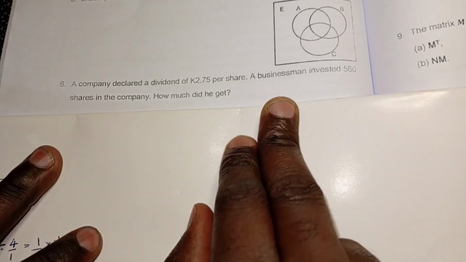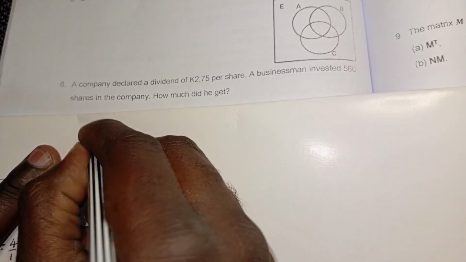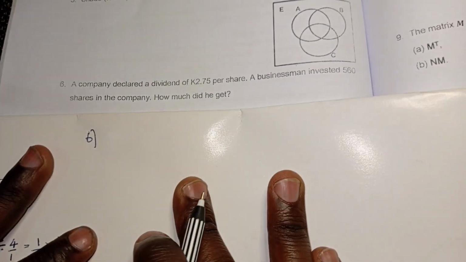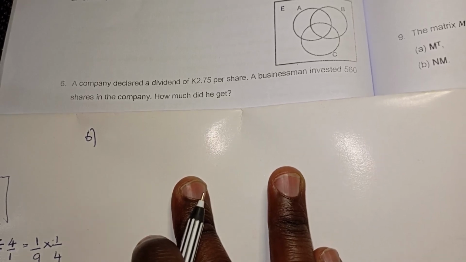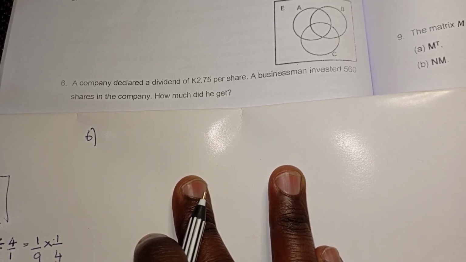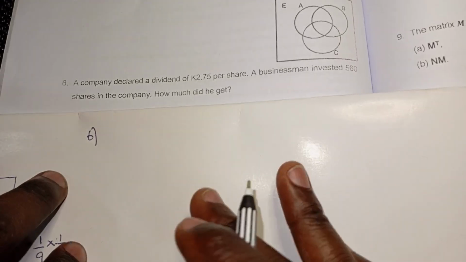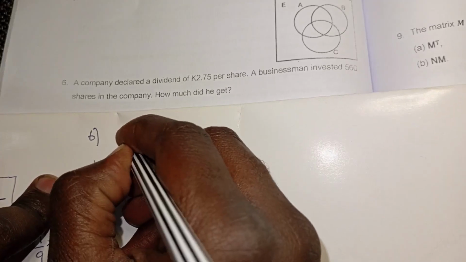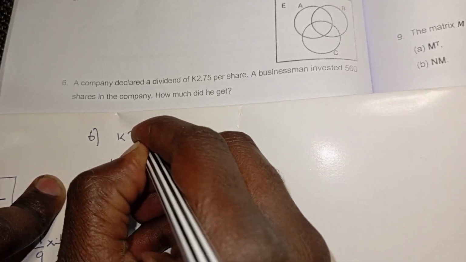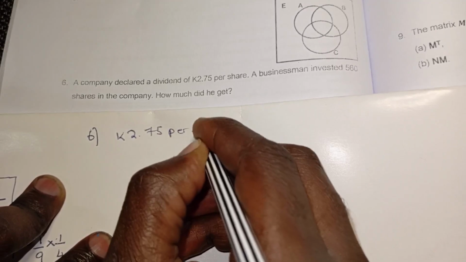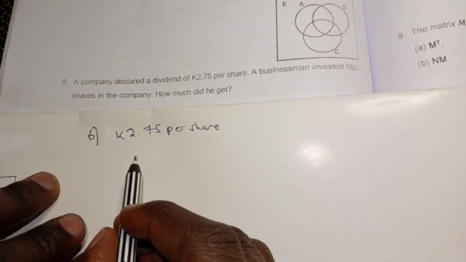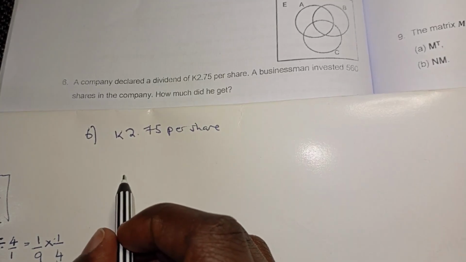Okay, so now we are on question number 6. Question number 6 says a company declared a dividend of 2 kwacha 75 per share. A businessman invested 560 shares in the company. How much did he get? Okay, so we do this. The dividend per share is 2 kwacha 75 ngwe. Now this businessman has invested 560 shares.